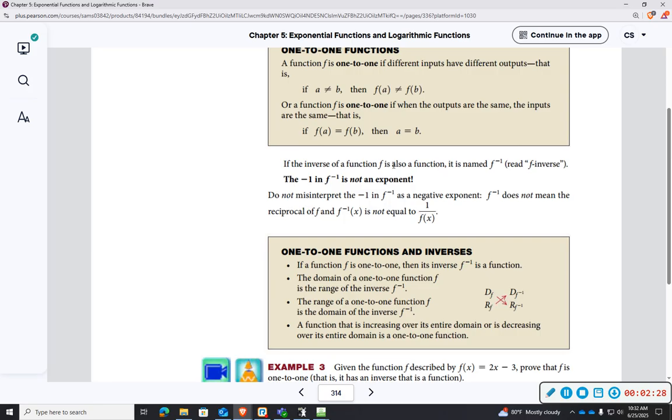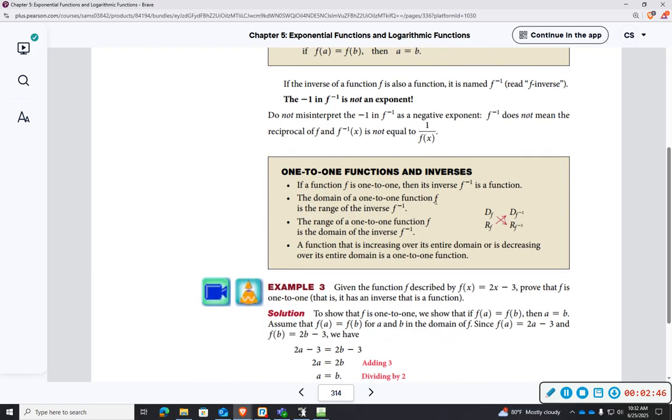The inverse of a function f is also named f inverse. So f raised to the -1 power is read f inverse. The -1 is not an exponent. This is just the notation for inverse. Then you have just some more definitions.